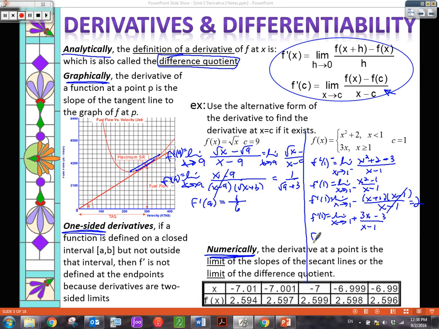Okay, so let's simplify that. The limit as x goes to 1 from the right, I'm going to factor 3 out. Very nice. Goes away. So that limit value happens to be 3. So what does that tell us about the derivative at 1 for that piecewise function? Does it exist or not? It doesn't. So the derivative at 1, f prime of 1, is DNE, does not exist.